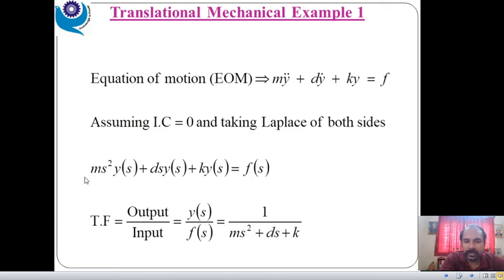In this equation, one parameter is input and one parameter is output. Force acts as the input parameter, and Y(s) is the output parameter. So Laplace of output divided by Laplace of input, Y(s) divided by F(s), is equal to 1 upon m s square plus d s plus k. This is the transfer function of the system.